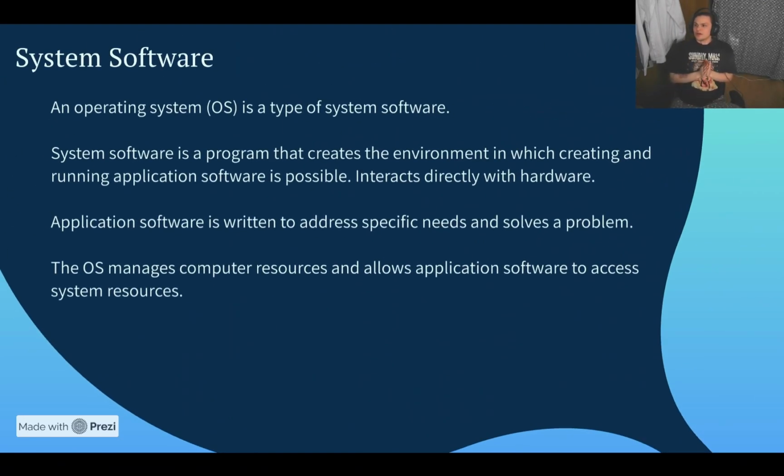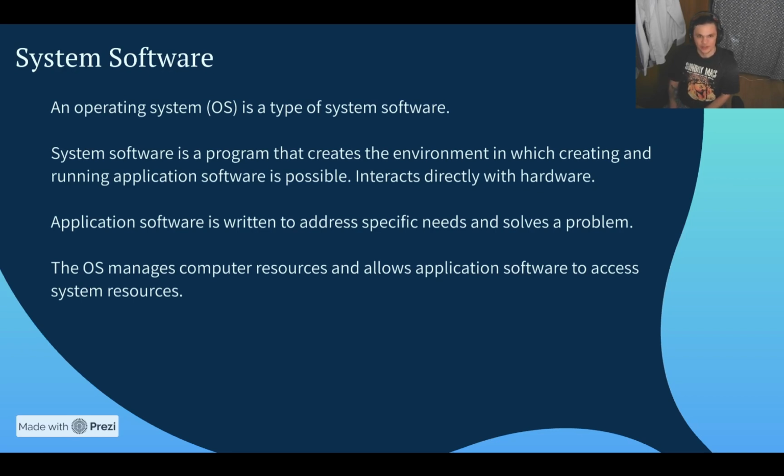So first we're going to talk about the difference between system software and application software. Now an operating system is a type of system software. System software is a program that creates the environment in which creating and running application software is possible, and it usually interacts directly with the hardware. So this is how you can open up a task manager and see the temperature that your hardware is running at, for instance. Application software is written to address specific needs and solves a problem, where system software is usually not interacted with in that way.